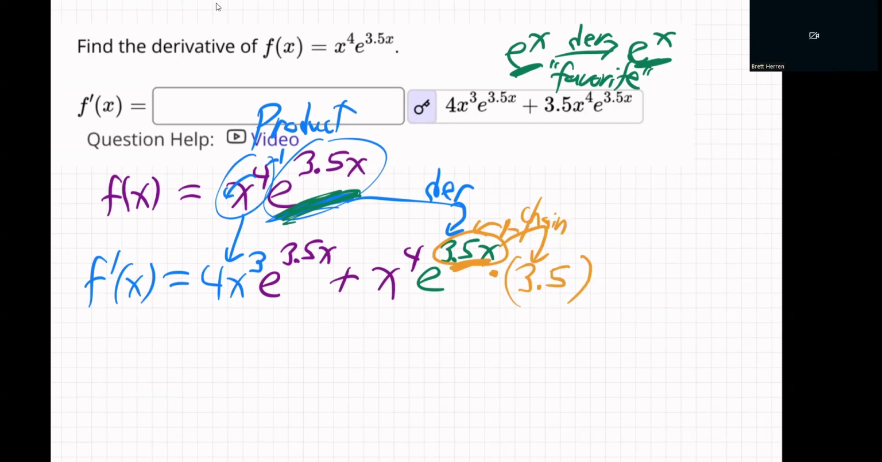So that's it. I mean, we're really done there. In fact, you can't do anything else. That is the answer, just those together. You can stick that 3.5 in the front if you want. You don't have to. They did. See, they put it in the front there.